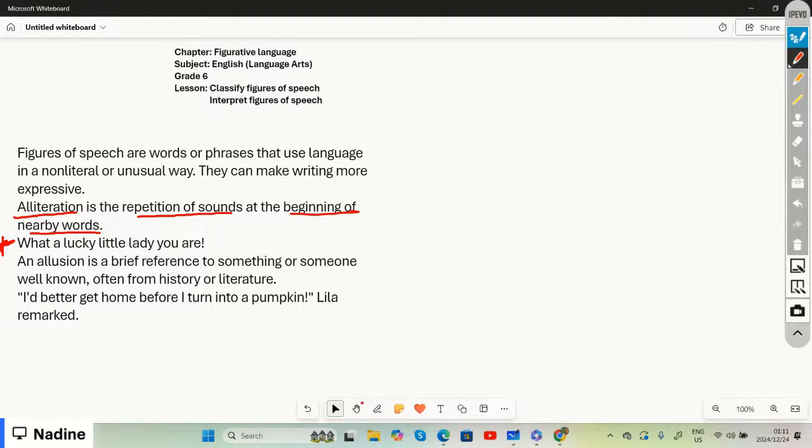Then we have allusion. And an allusion is a brief reference to something or someone well known. And we can say that often it is from history or literature, meaning it was many years ago.